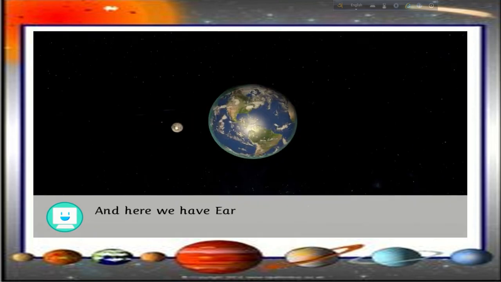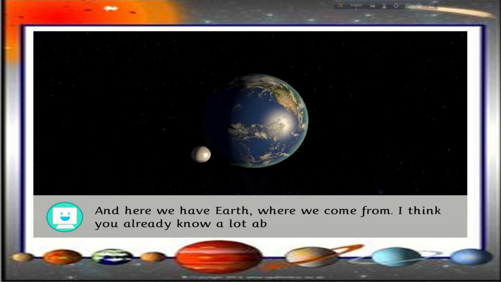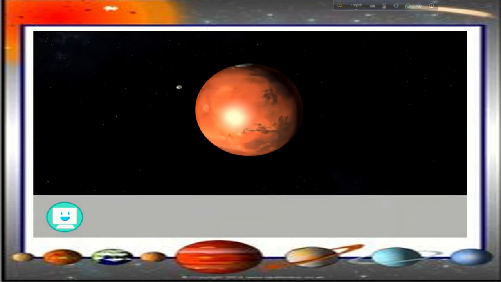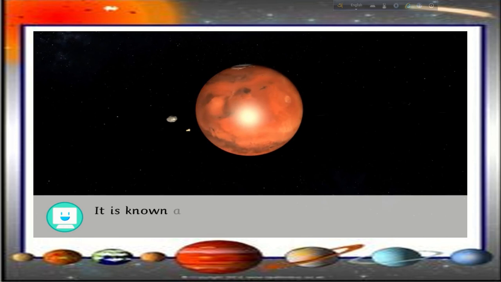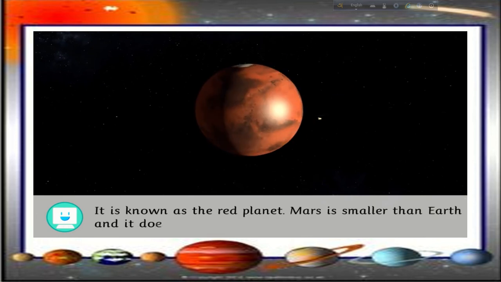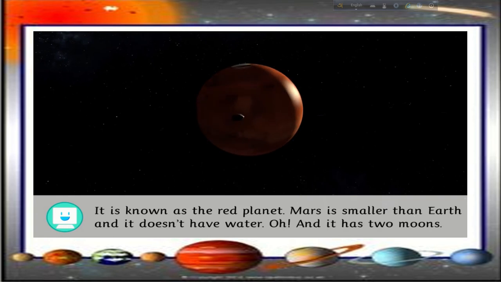And here we have Earth, where we come from. I think you already know a lot about it. Let's go on to Mars. It is known as the red planet. Mars is smaller than Earth, and it doesn't have water. Oh, and it has 2 moons.